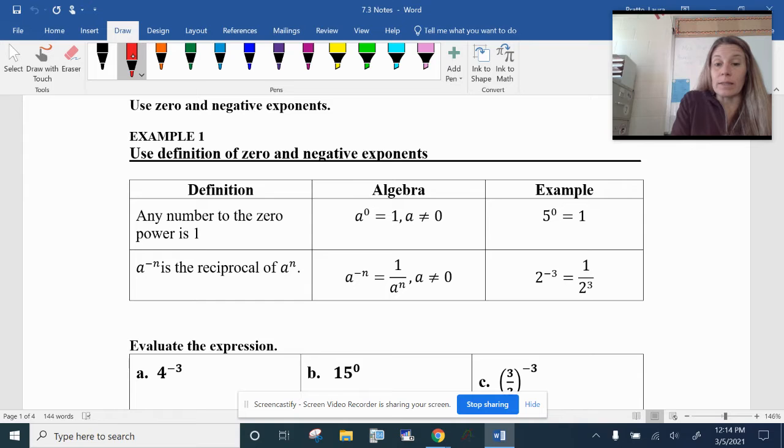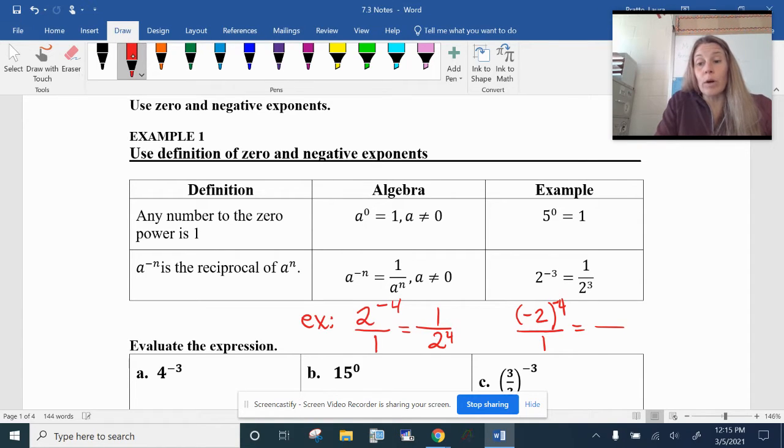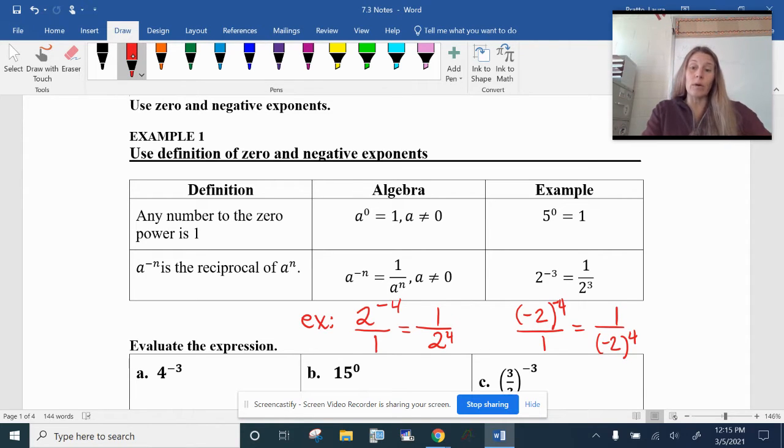Just to show you an example, if you have, let's say, 2 to the negative 4 power, you would move that to the bottom, and it would now become 2 to the positive 4 power. But if you had something like negative 2, for example, to the negative 4 power, you would move that to the bottom as well, but only the exponent would change to a positive 4. The actual number itself, since it was a negative number, does not change, just the exponent changes. I just wanted to make that important point.